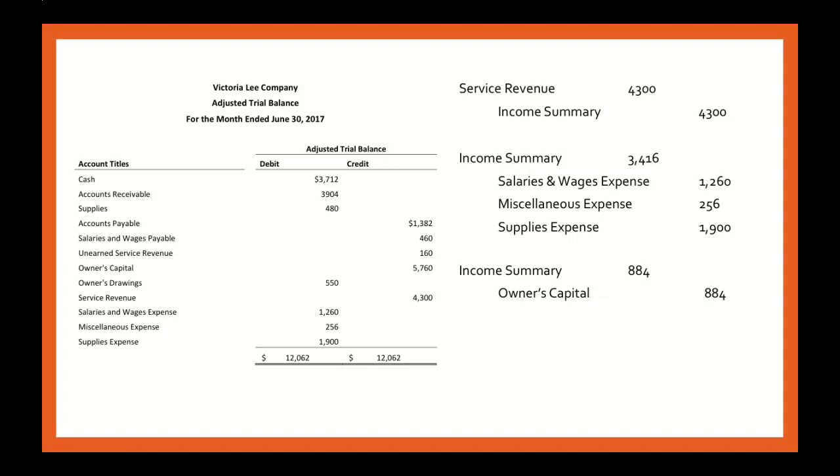Now our last step is to close owner's drawings. Well, owner's drawings, if we take a look at our adjusted trial balance, has a debit balance of $550. And to close out an account that has a debit balance, we need to credit that account. So we'll be crediting owner's drawings, and we know that we close that account to owner's capital, so we will debit owner's capital. Now to get our number here, we look at the balance of the drawings account. So that's $550. Because we need to credit owner's drawings $550 to close out that account.